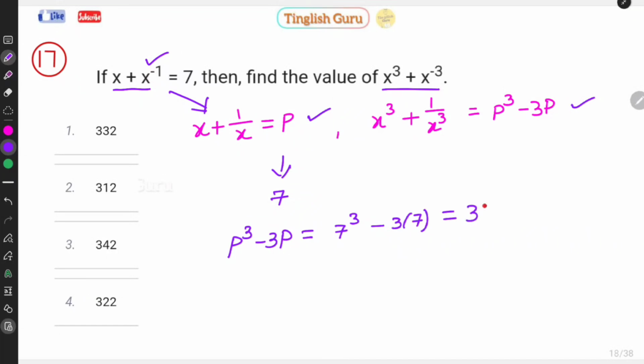7 cube is 343 minus 21. Minus 21 means we will get 322 as our answer. So this entire topic, all the bits are done in another video on my channel. You can go and watch the video and learn this entire algebra topic.